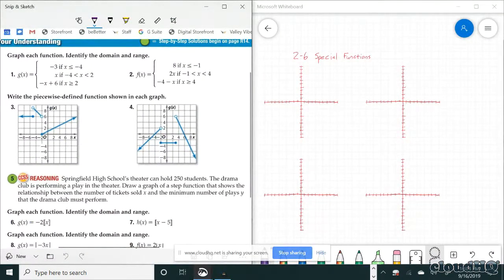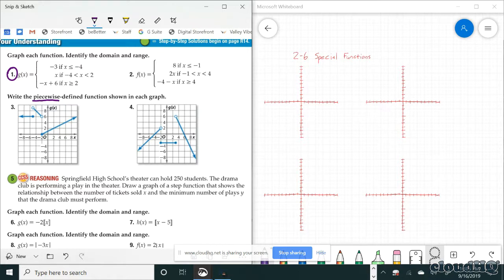All right, so we are going to take a look at a couple of sections. First, we're going to look at section 2.6, which is titled Special Functions. And you can see over on the left side of the screen, we're going to first take a look at question number 1. Notice piecewise here. Number 1 is a piecewise function. Number 2 is a piecewise function, 3 and 4 are piecewise functions.